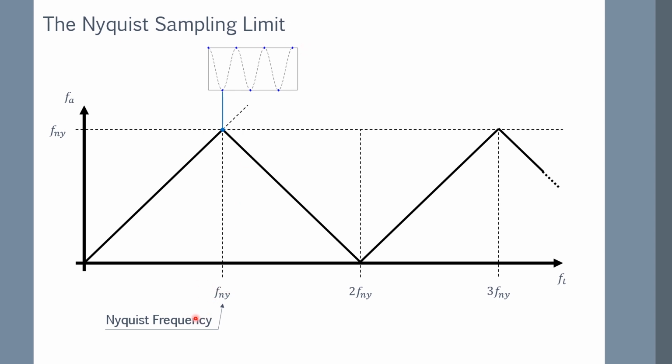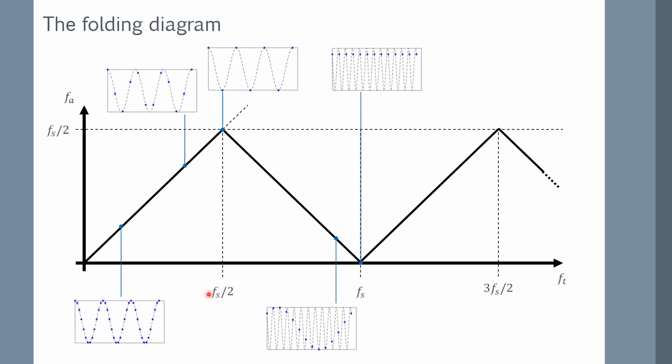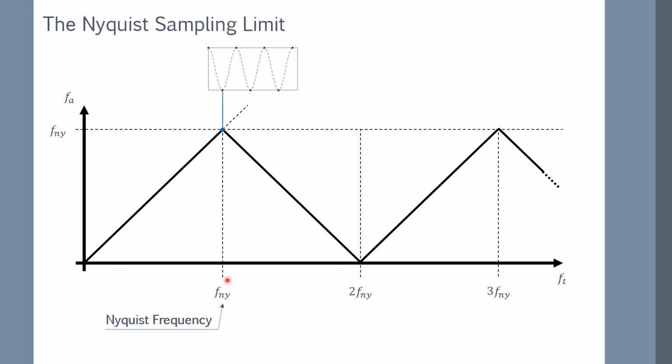So I'm replacing here the half of the sampling rate by the Nyquist frequency, and this Nyquist frequency is defined as half of the sampling rate because it would be the limit of a discretely sampling system. That would be the limit or the ceiling of the frequencies that it can resolve.